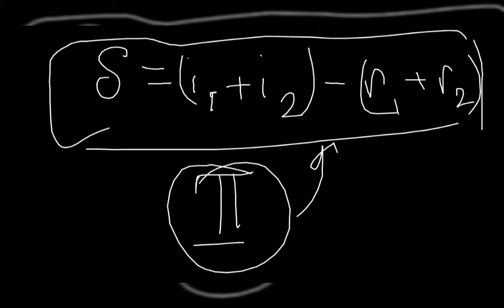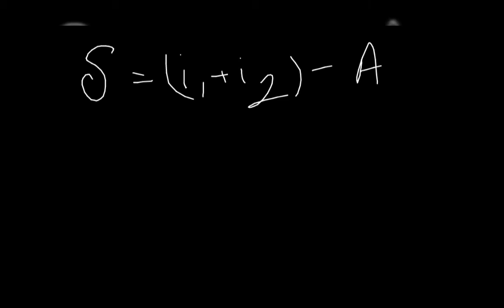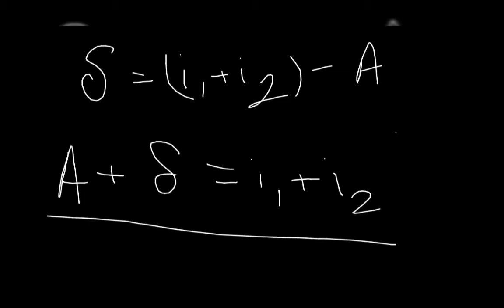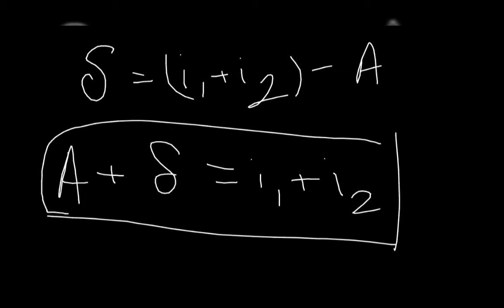Okay, so if you remember, A, as I proved, was R1 plus R2. Can we not substitute that? We will substitute that, so it will be I1 plus I2 minus A. So A plus delta is equal to I1 plus I2. This is the greatest proof. You can also call it the law of prisms, or the formula of prism in general.